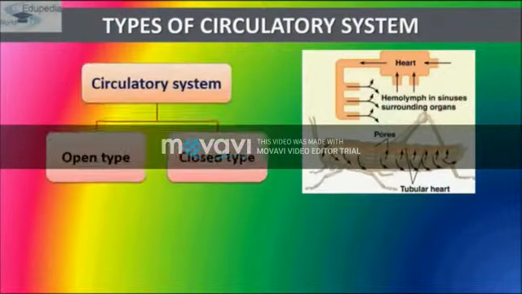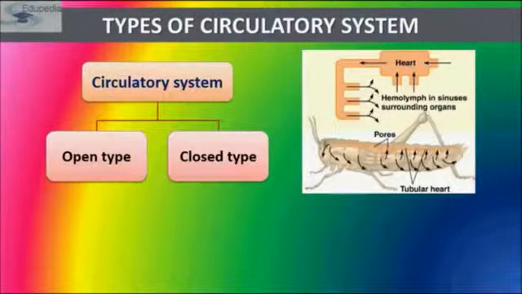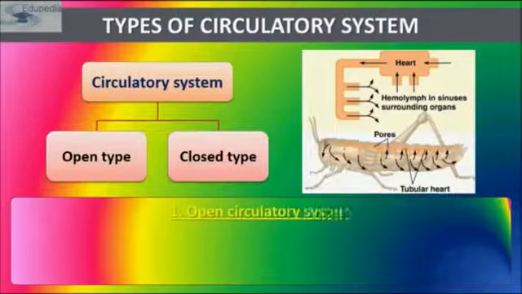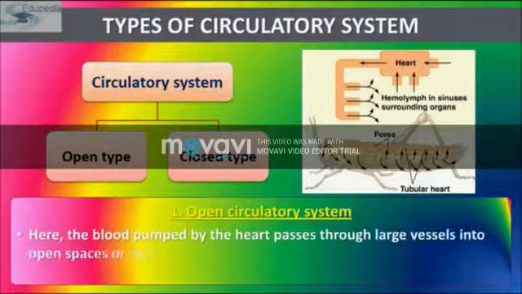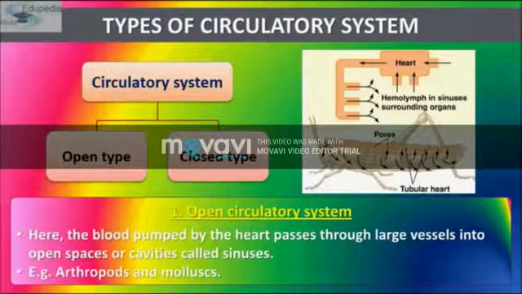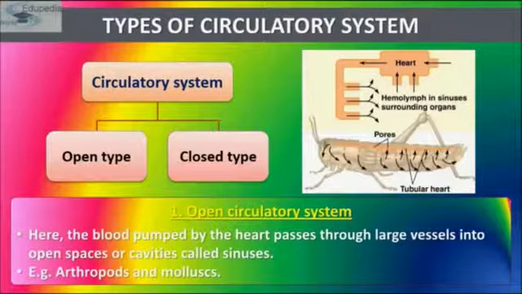First, we will study the types of the circulatory system. The circulatory system is of two types, open type and closed type. Now what happens in the open circulatory system? Here the blood is pumped by the heart and passes through the large vessels into the open spaces or cavities, which we call sinuses. This is the characteristic of arthropods and molluscans.